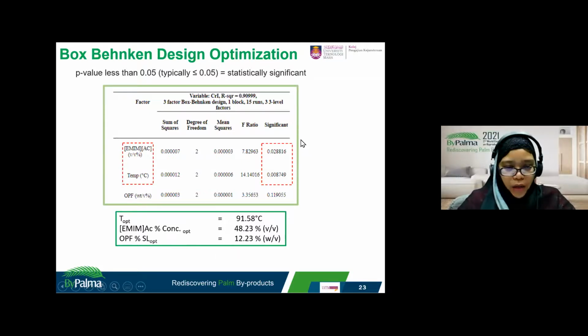What is interesting is that from the significance value, according to the p-value, if the value is lesser than 0.05, it is assumed to be statistically significant. From here, we could say that the OPF solid loading percentage is not significant because it's larger than 0.05, but it is crucially important for the EMIM acetate concentration and also temperature for the pretreatment of OPF.